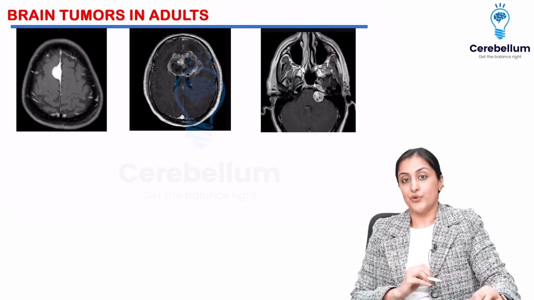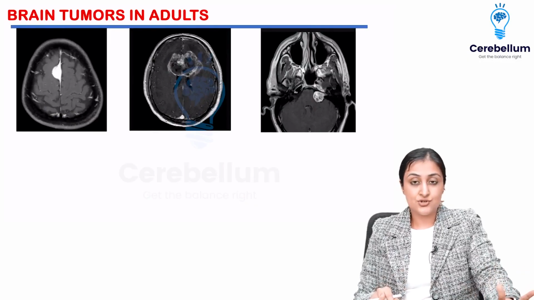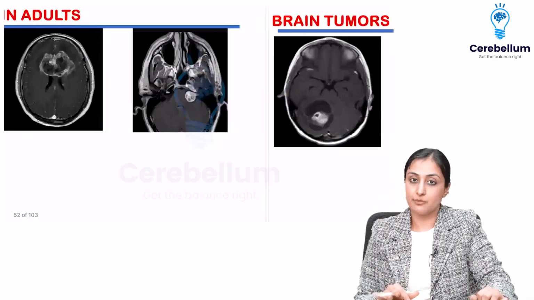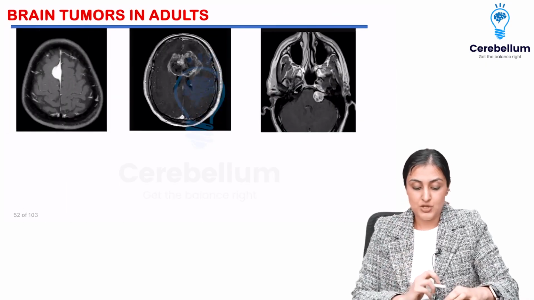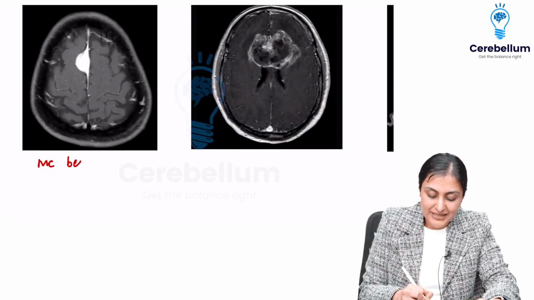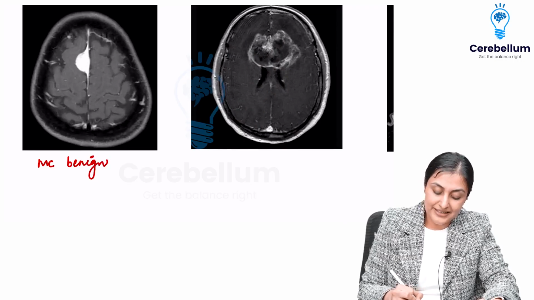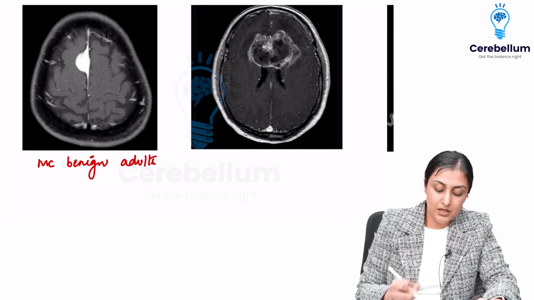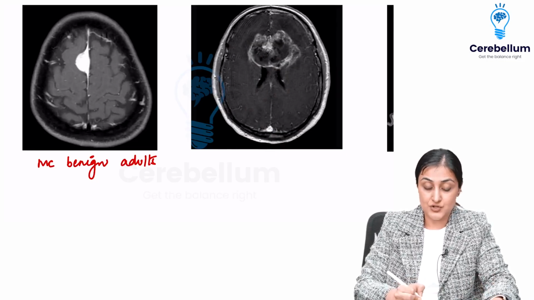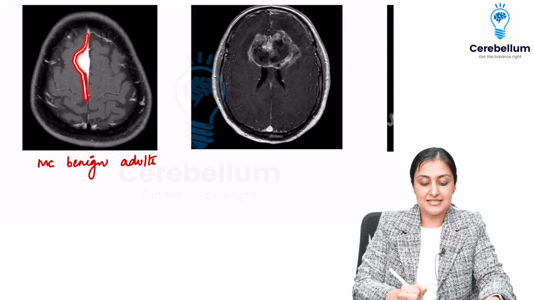Now talking about brain tumors, I'm going to show you 6 tumors, 3 in adults, 3 in children. You need to know the pattern approach in order to distinguish them. So look at the first one. This is the most common benign brain tumor in adults. What is the feature? The hallmark of this lesion, it's a very vascular tumor which has this tail.